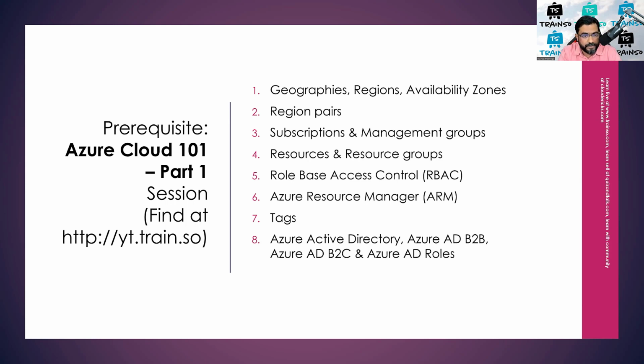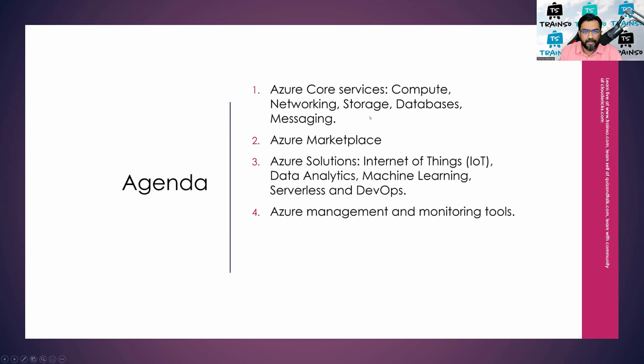In Azure Cloud 101 Part 1, we discussed geographies, regions, availability zones, then region pairs, then subscriptions and management groups, resources and resource groups, role-based access control, Azure Resource Manager, tags, and a lot of things about Azure Active Directory. Today, we will be discussing Azure Core services first.